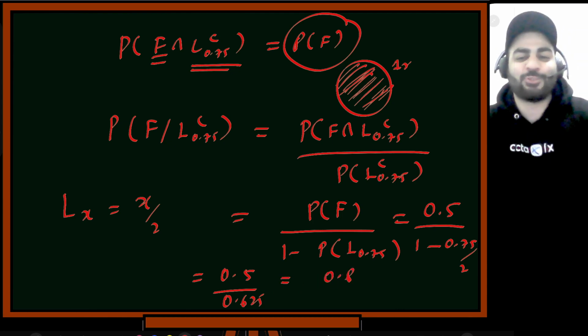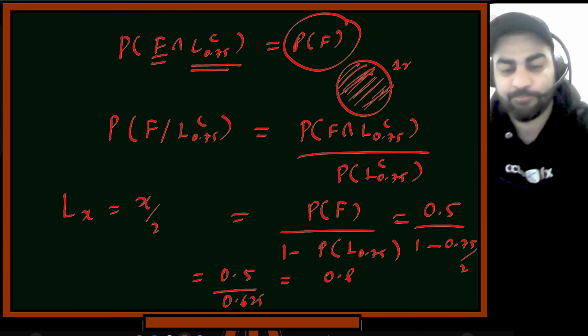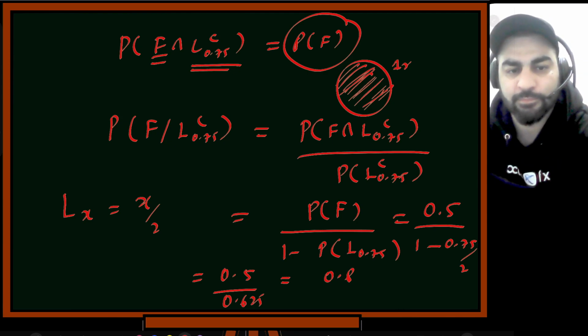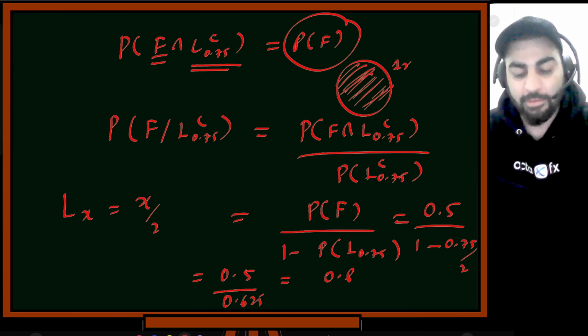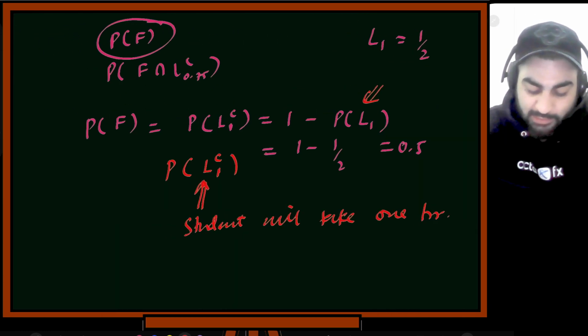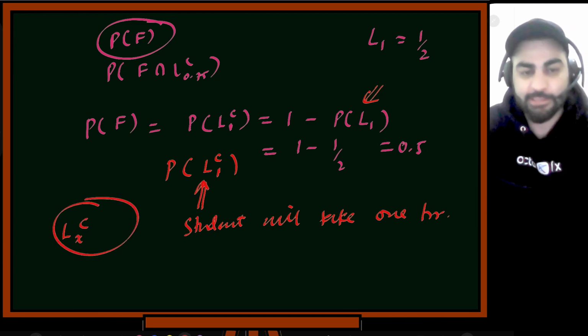A little bit tedious question, but I hope that you understood this. How many of you understood this? Sir, how is the intersection of F and the complement of L 0.75? Have you understood this? What is the meaning of L x complement?